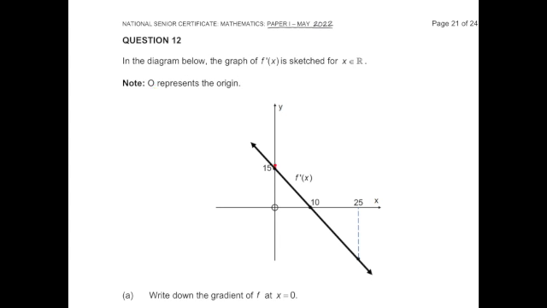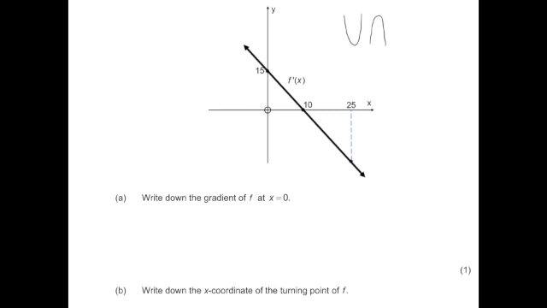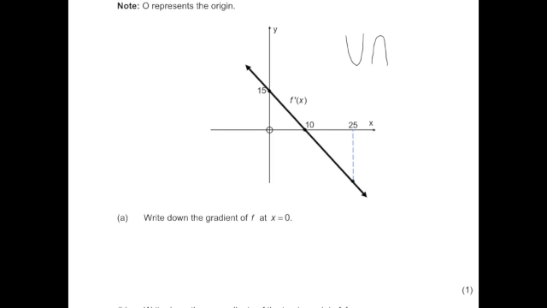And the first thing I notice is that this is a straight line, which means that the function would have been a parabola, and it would have either looked like that or looked like that. So let's take a look at more of the questions. They're asking us to write down the gradient of f at x equals 0.